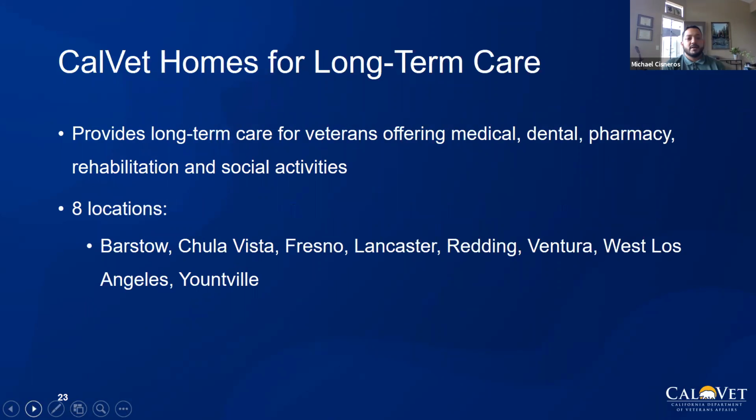All right, homes for long-term care. You're probably not thinking about long-term care right now, but if you have anybody within your community, or you know somebody, a family member that does need this kind of help, there are 8 different locations across California that offer medical, dental, pharmacy, rehabilitation, and social activities. These locations are everywhere from Chula Vista down south all the way up to Redding in the north.